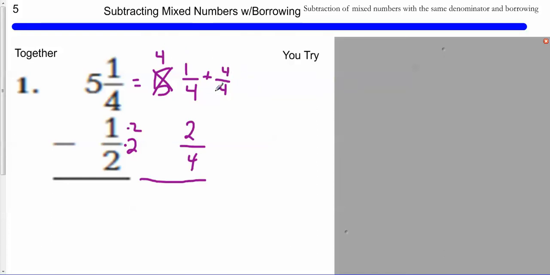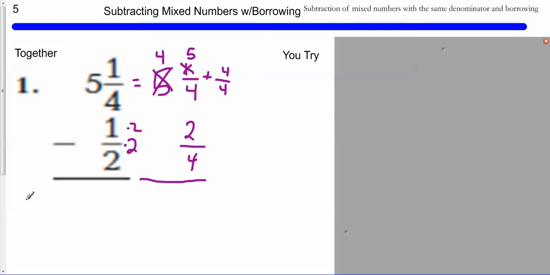Now my 1 whole, the value is going to be the same, but the numbers are going to be different every single time, depending on the fraction. Okay, so 1/4 and 4/4 gives me 5/4. So what I'm saying is this.